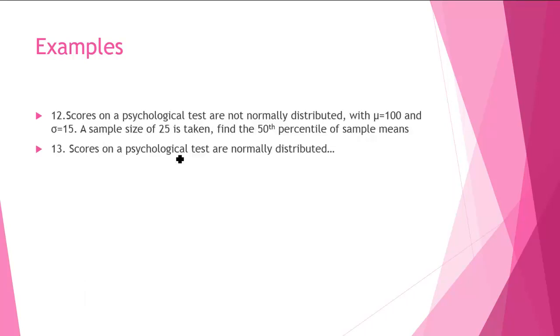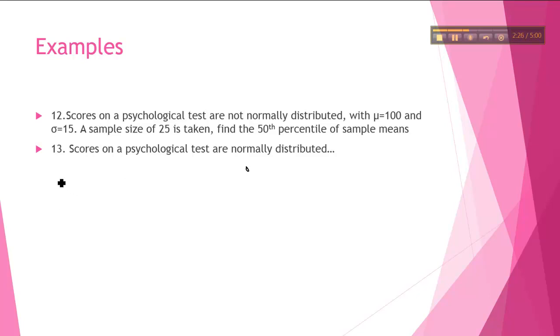Okay, so let's move on to the next example. Using the same example, we want to find the 50th percentile of sample means. So we want to find out where our area is 50%. 50% is a z-score of 0. But this is not normally distributed, so I can't do anything about this. I can, however, do this one where they are normally distributed. Remember that I can't do the other because the sample size is less than 30.